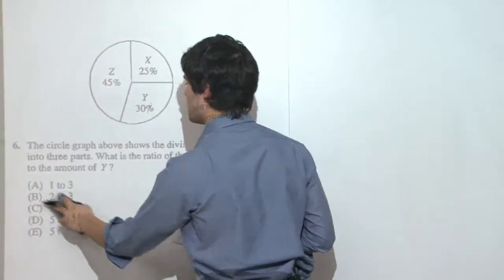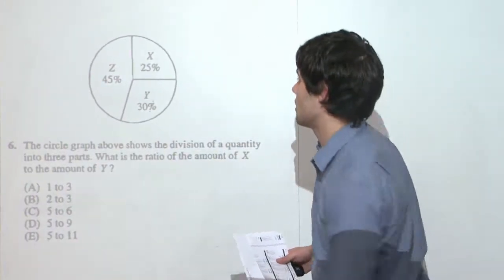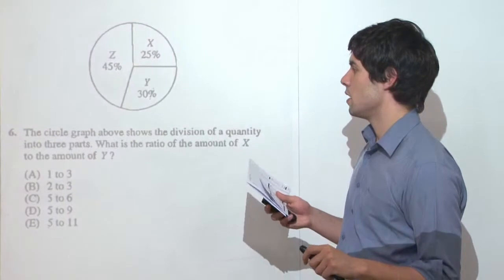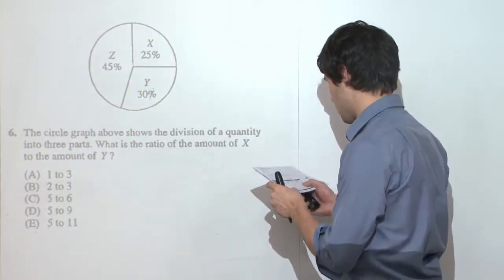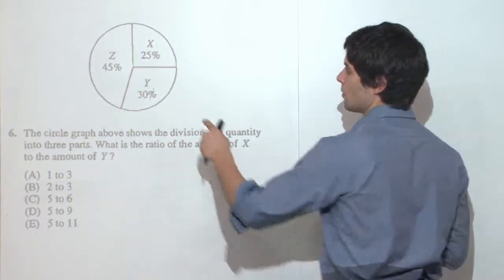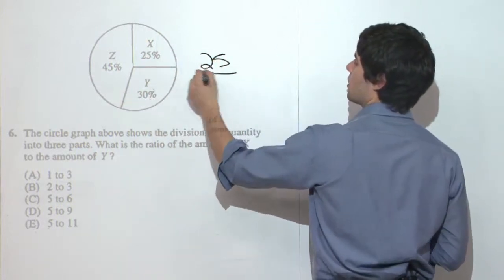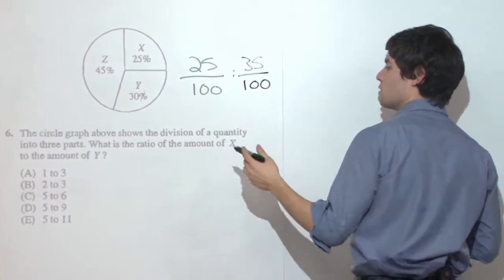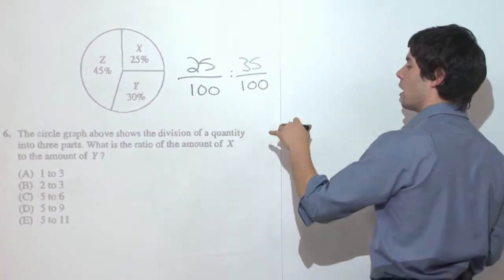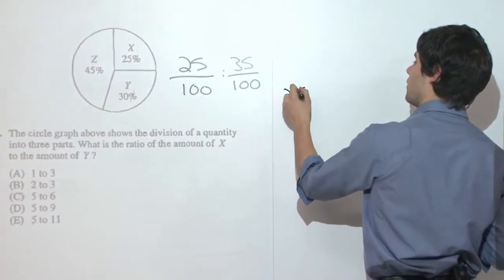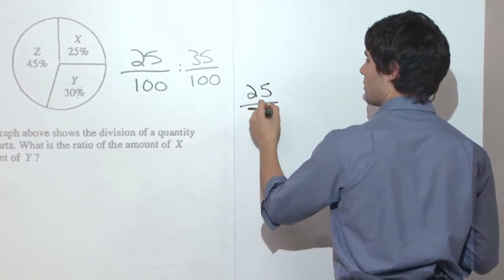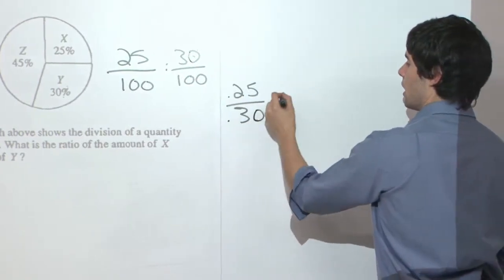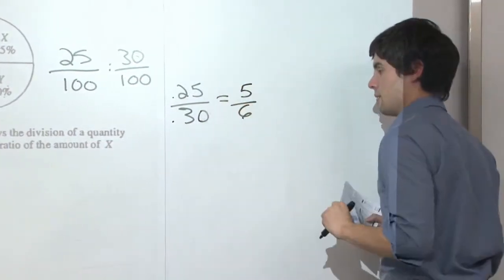The circle graph above shows the division of a quantity into 3 parts: X, Y, and Z. What is the quantity? We don't know. What is the ratio of the amount of X to the amount of Y? The ratio of X to Y. Well, remember, we have 25 out of 100 compared to 35 out of 100. So the ratio now, remember, of X to Y, if we say of something, it goes on top. Oh, and I'm sorry, Y is not 35, Y is 30. Of X to Y equals 5 over 6.